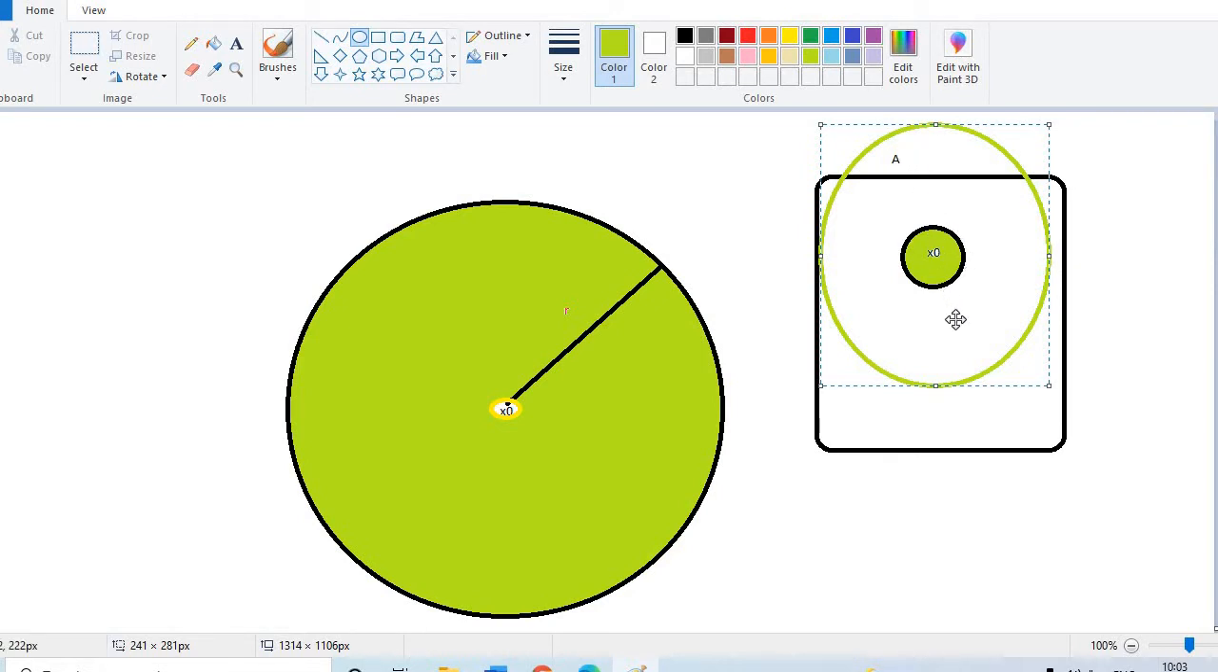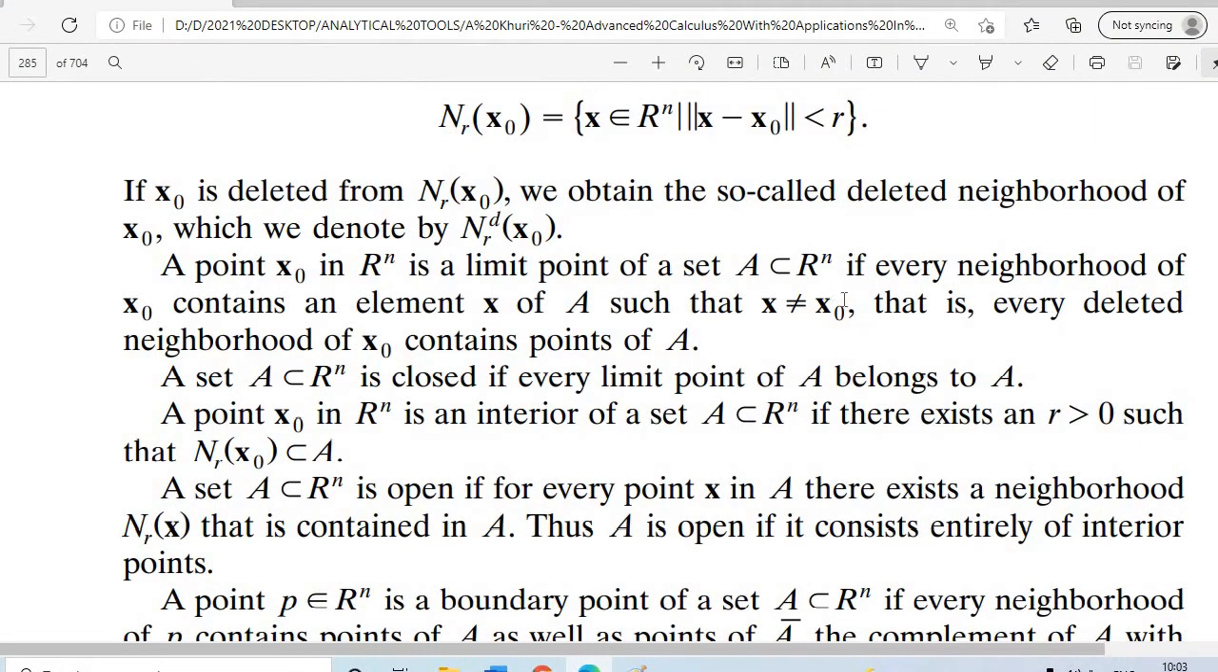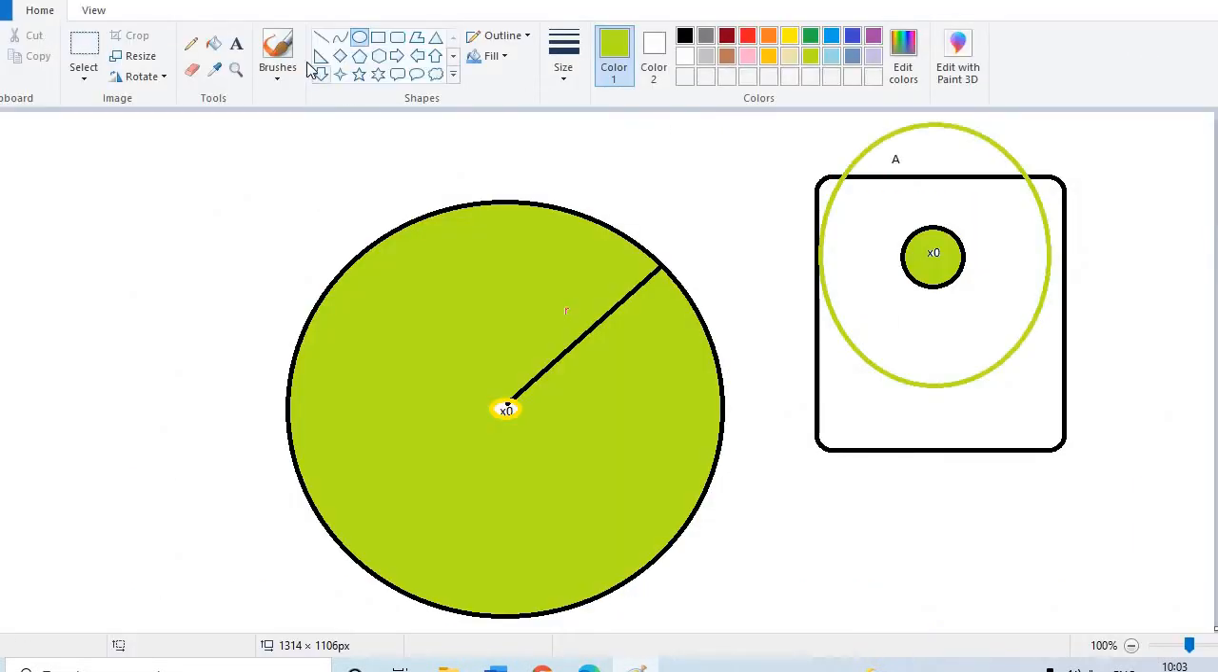The concept we are saying is that there should be at least one point from A. So if we take any neighborhood, you can see one member other than this x naught from that A set. So that point is called a limit point. However small we make it, suppose we reduce the size of the circle, then also you can see one more member other than this x naught from that A set.